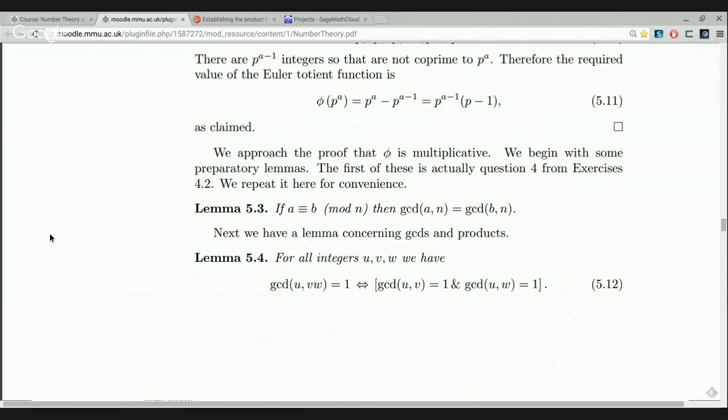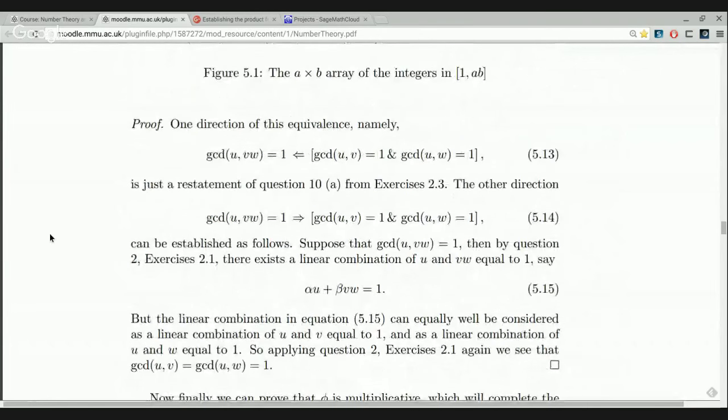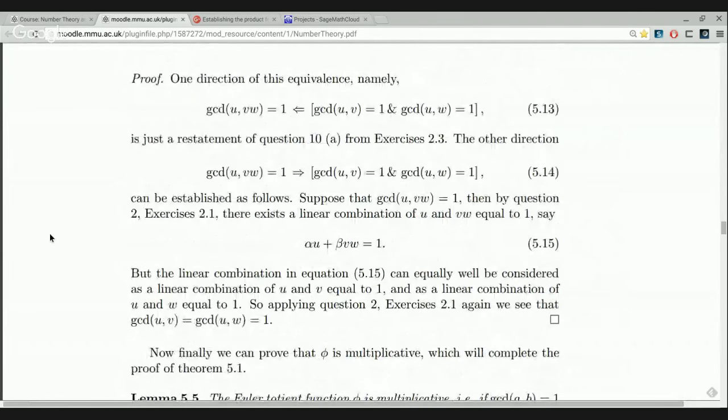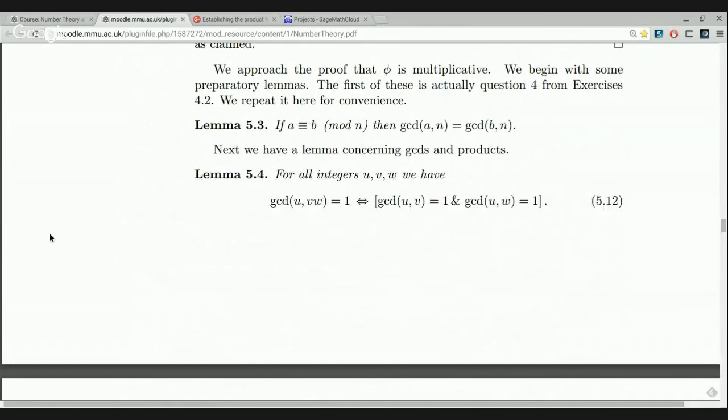Now, the proof of this preparation lemma, lemma 5.4 that we've got in the notes here, doesn't rely on that. Instead, it doesn't talk about prime factorizations. It just talks about greatest common divisors and linear combinations. So lemma 5.4 is an equivalence. These two statements, one on the left and one on the right, are equivalent. So it goes both ways.